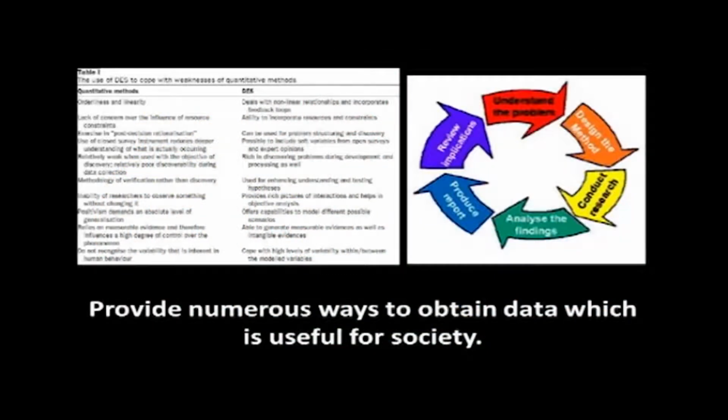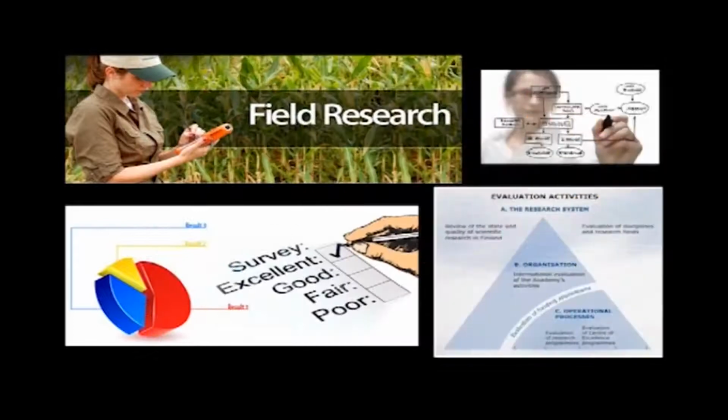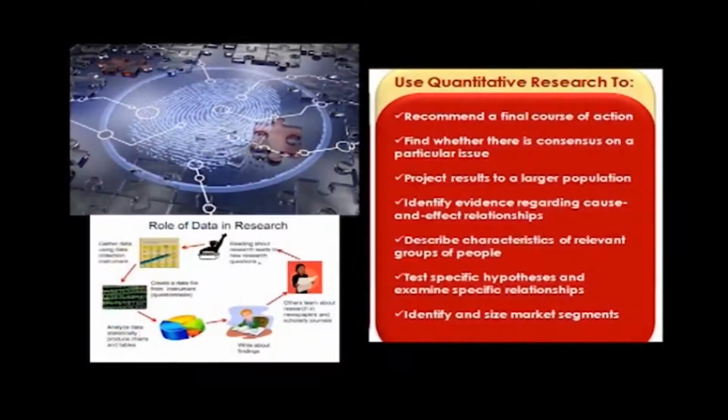Quantitative methods provide numerous ways to obtain data that are useful to many aspects of society. The use of quantitative methods such as survey research, field research, and evaluation research, as well as others, help criminologists to gather reliable and valid data helpful in the field of criminology. The data can and is often used by criminologists and other social scientists in making causal statements about variables being researched.